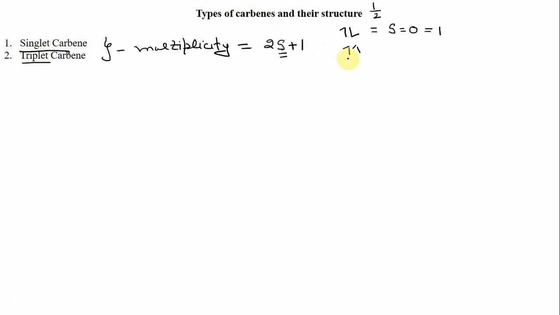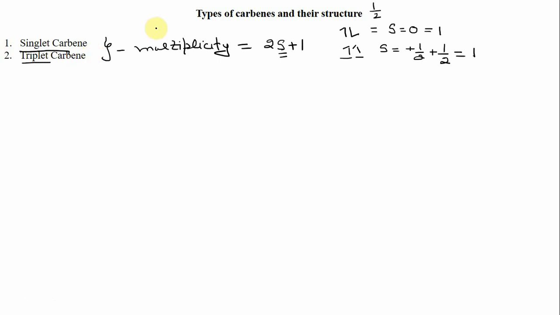On the other hand, if both electrons have parallel spin, the total spin quantum number becomes 1, so the multiplicity becomes 3. That carbene is called a triplet carbene. So in a singlet carbene, both electrons have anti-parallel spin and cancel out each other, so the multiplicity is 1. While in a triplet carbene, both electrons have parallel spin, so the multiplicity is 3. That is why they are called triplet carbenes.